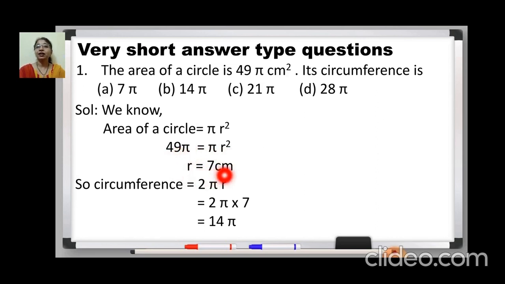R is what? Radius of the circle. Now you have radius of the circle. Therefore circumference formula is 2 pi r. Substitute value of r here. So 2 pi as it is into r is 7. So 2 into 7, 14 pi. So the correct option is option B, 14 pi.